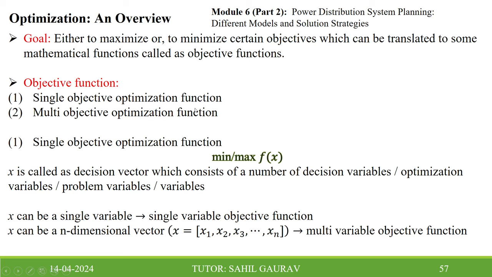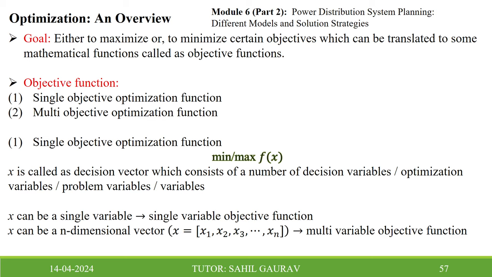And in the next module, we have power system planning, different models and solution strategy, where optimization has been introduced. So what is the goal of optimization? Either to maximize or minimize certain objectives, which can be translated to some mathematical function called objective function. An objective function may be of single objective or multi objective, and single objective means that you either have to minimize or maximize that function.